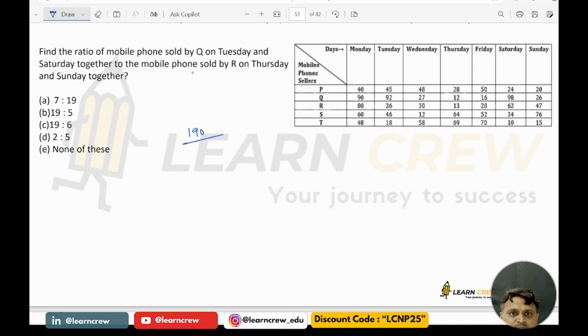To what mobile phones sold by R on Thursday and Saturday. R on Thursday 13. Saturday how much? Sunday 47. 13 and 47, 60. So what is the ratio here? 19:6.